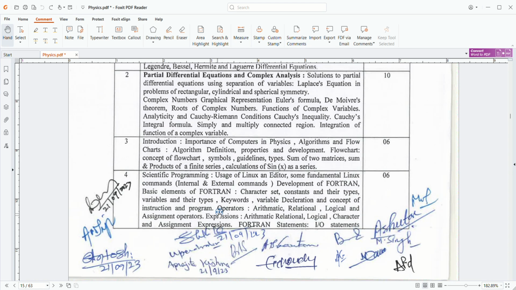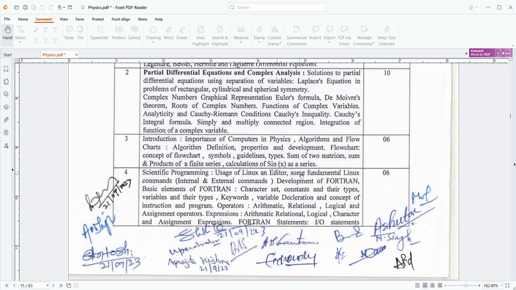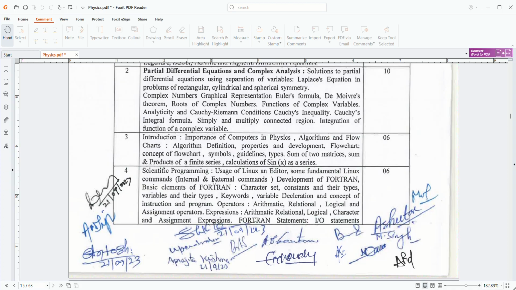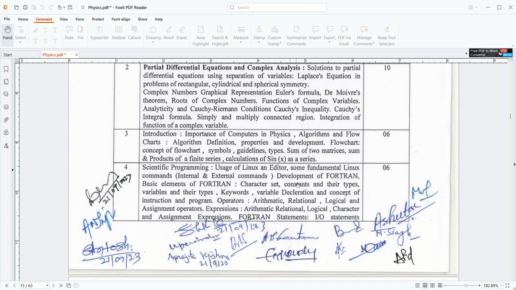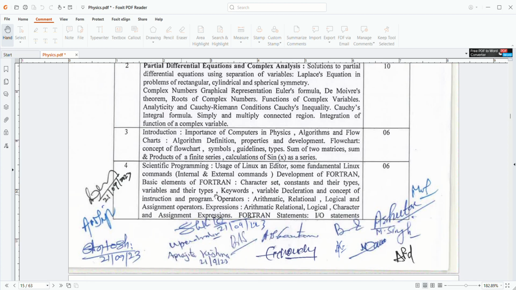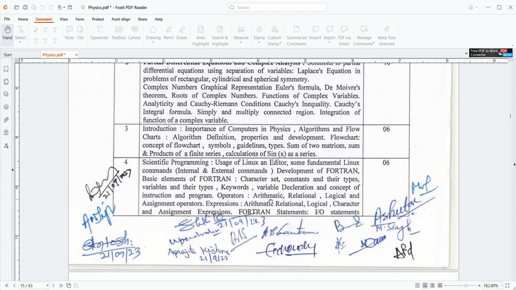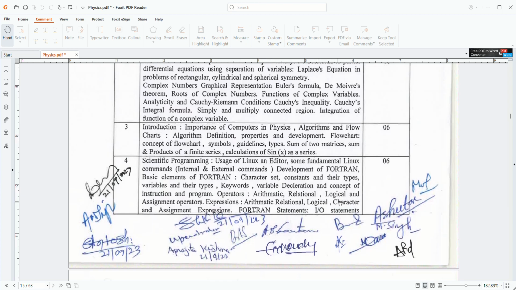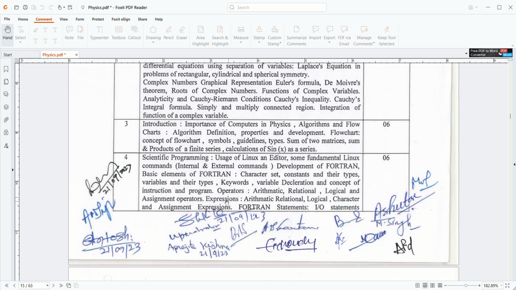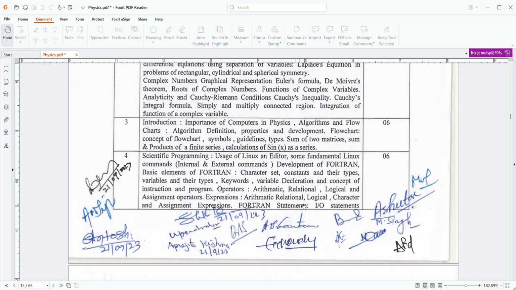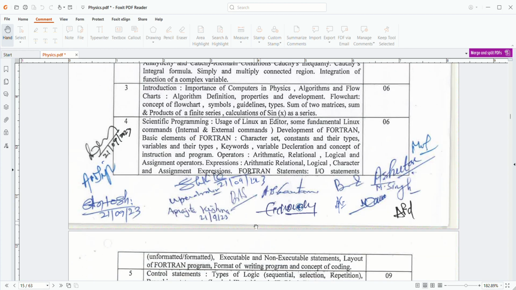And unit 4 comes to scientific programming: uses of Linux and editor, some fundamental Linux commands, internal and external commands, development of the program, elements of programs, vector, constants and their types, variables and their types, keywords, variable declaration and concept of instructions and programs, operators: arithmetic, relational, logical and assignment operators, expressions: arithmetic, relational, logical, character and assignment expressions, continue statement, IF statements. So for unit 4 we will finish.